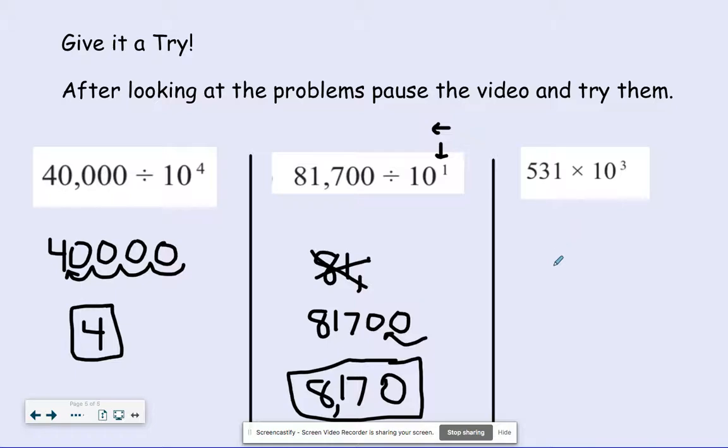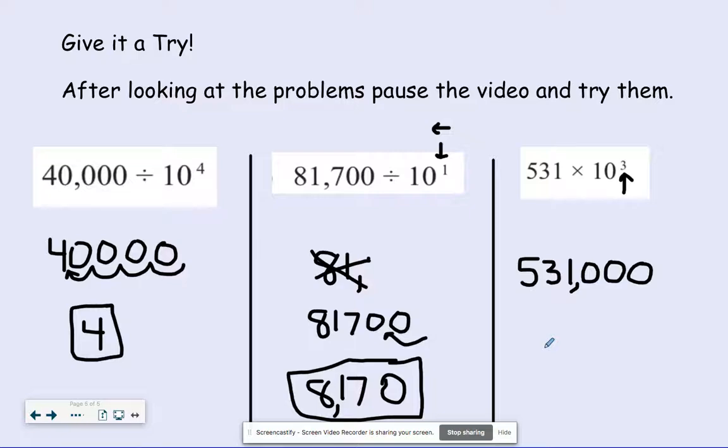Our very last one to try, we write down our number. In this case, we are multiplying, so we know that our answer is going to get bigger. And it gets bigger by this many zeros at the end of it, since there was no decimal in the number. So we're going to add our 3 zeros to the end of it. Ones, tens, hundreds, comma. So your answer should be 531,000.